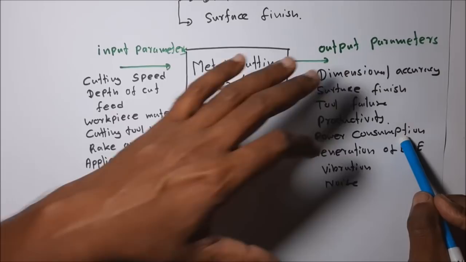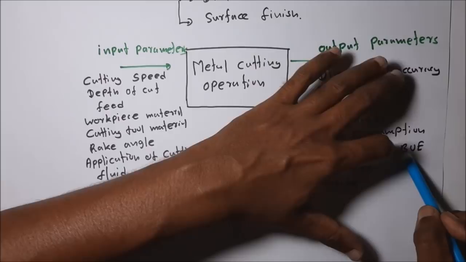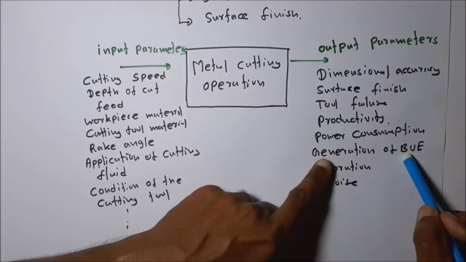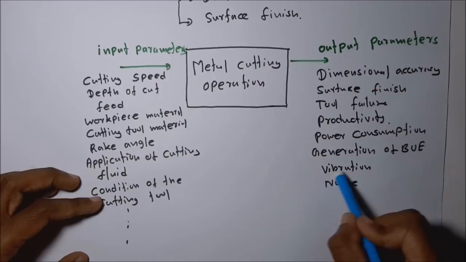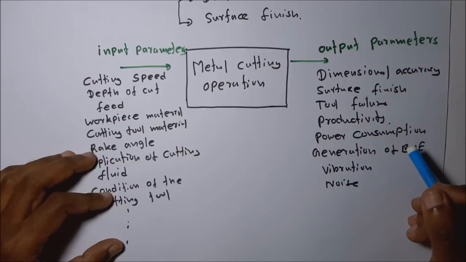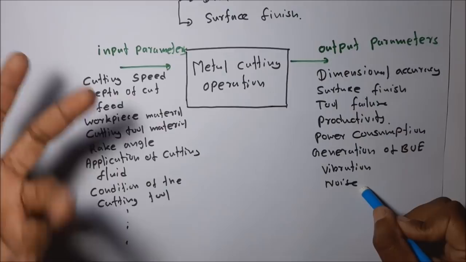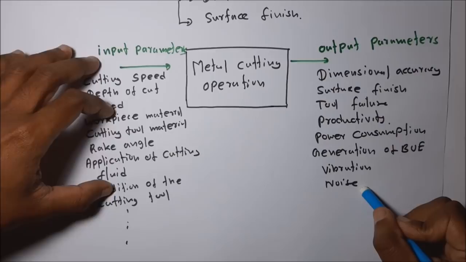The generation of built-up edge should be avoided in the metal cutting operation. By adjusting these input parameters, we should be able to avoid the built-up edge. Then the vibration, we can avoid vibration. If the machine tool is vibrating, it generates a poor surface finish. Noise is also a loss of power, loss of energy. We can avoid the generation of noise by controlling these input parameters.